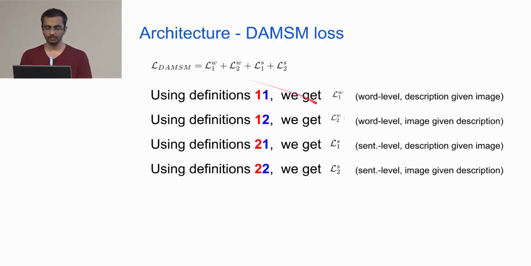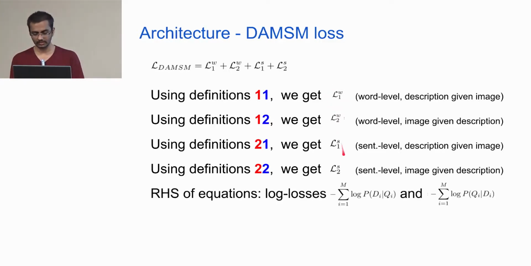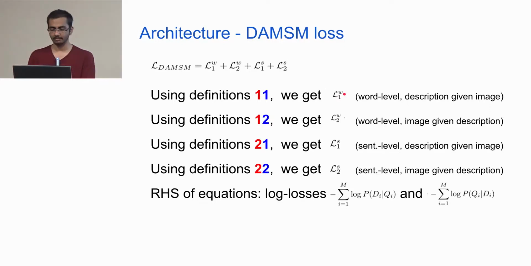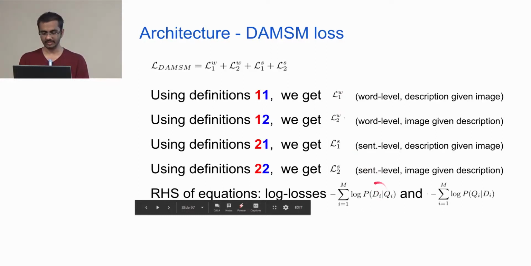Now, since you have posterior probabilities over here, the usual way of going about it is using log loss. So for P of DI given QI, you have this loss basically, so this is the right hand side of each of these. The definitions vary because P uses the formula for similarity which we saw, and we can have that formula change based on these definitions. That's why these are different even though the formulas look the same, because these definitions are changing. So yeah, this is for P of DI given QI and P of QI given DI. That's the log loss. So you have the final DAMSM loss.